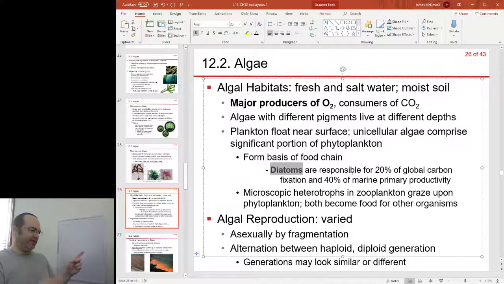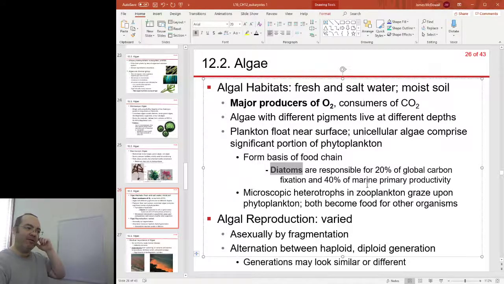So the zooplankton eats the phytoplankton. So zooplankton are just very small animals. They eat the phytoplankton and the energy is passed to them. And then a fish eats the zooplankton, and then a squid eats the fish, and then a seal eats the squid, and then a killer whale eats the seal.